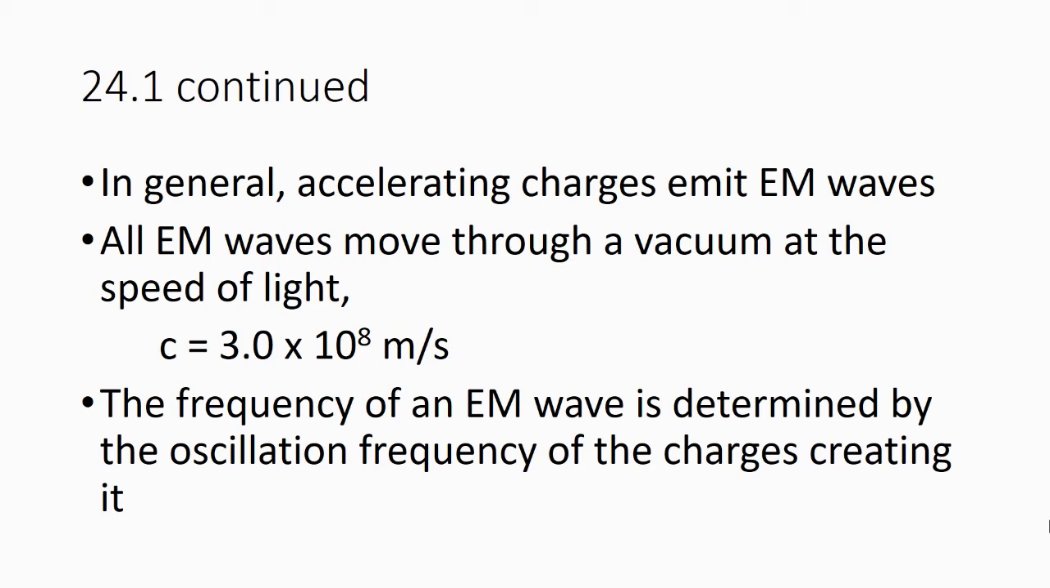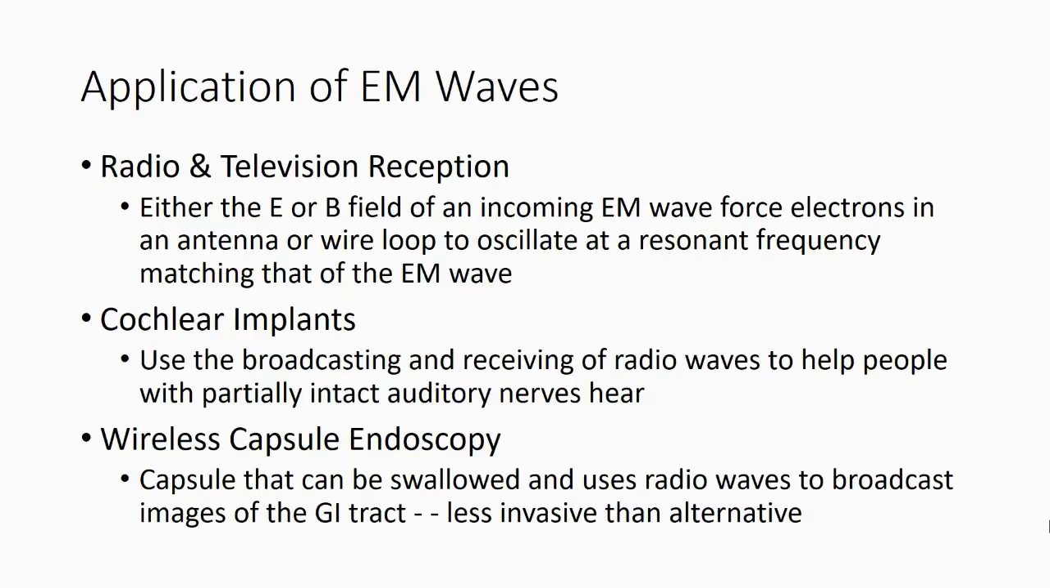And the frequency of an electromagnetic wave can be determined by the oscillation frequency of whatever charge created it. So we don't get into the nitty-gritty detail right now about this. In our modern physics unit, we will, but the properties of the actual accelerating charge do affect what kind of electromagnetic wave is created.